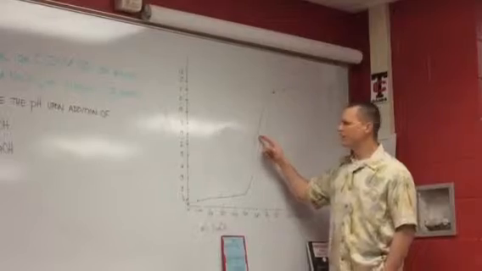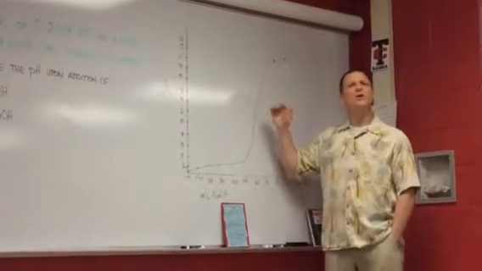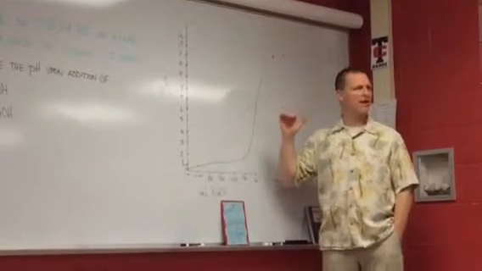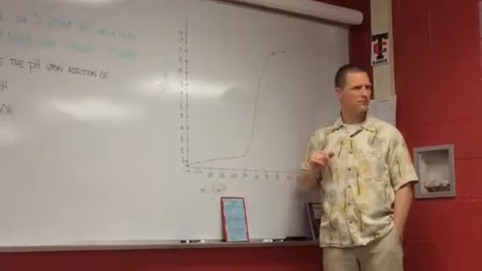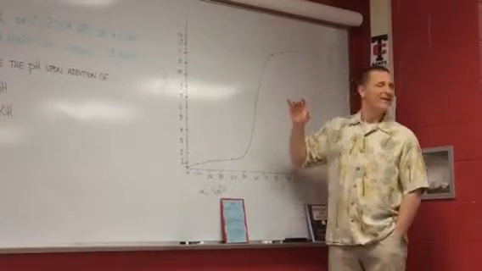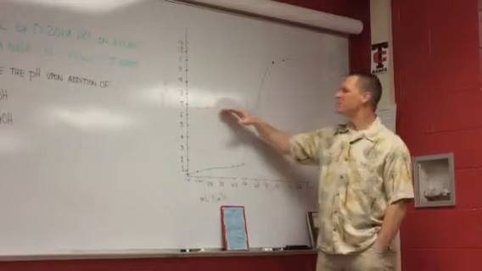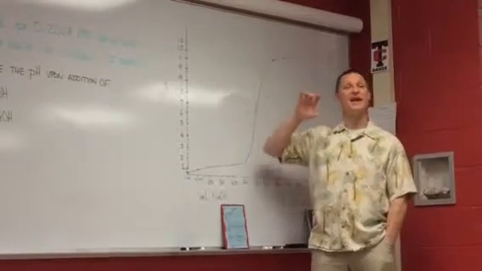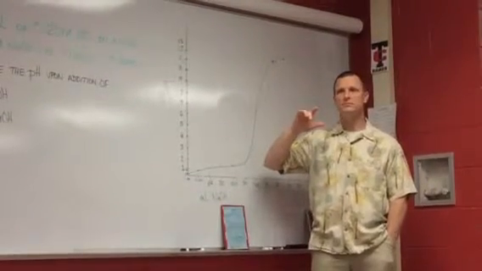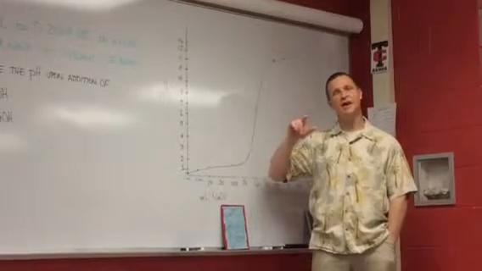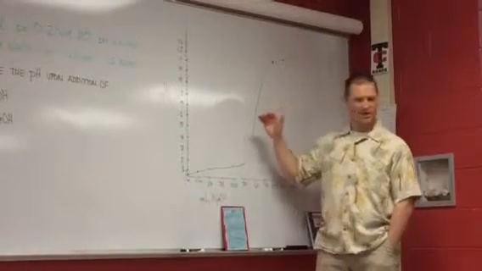What do we call this point right here? We call that the equivalence point. How do you recognize the equivalence point? It's pH 7. For sure. You see that the pH is 7, as long as it's a strong acid with a strong base. It's going to have a pH of 7.